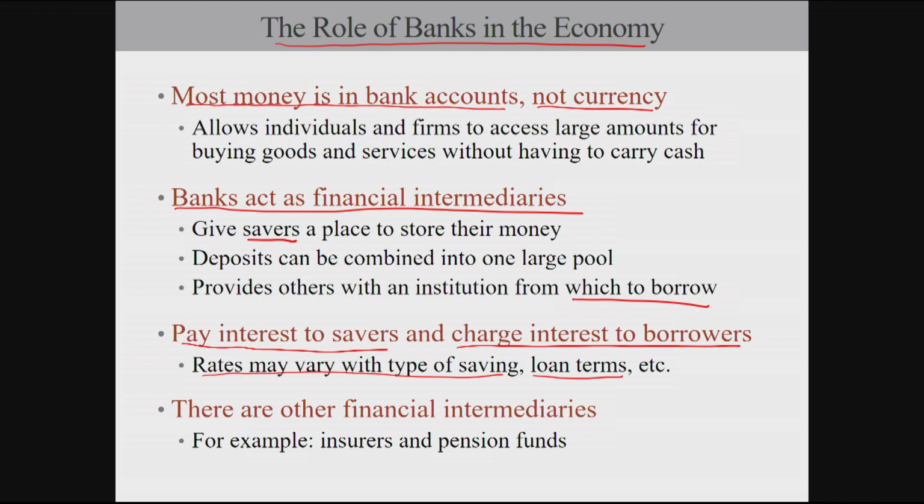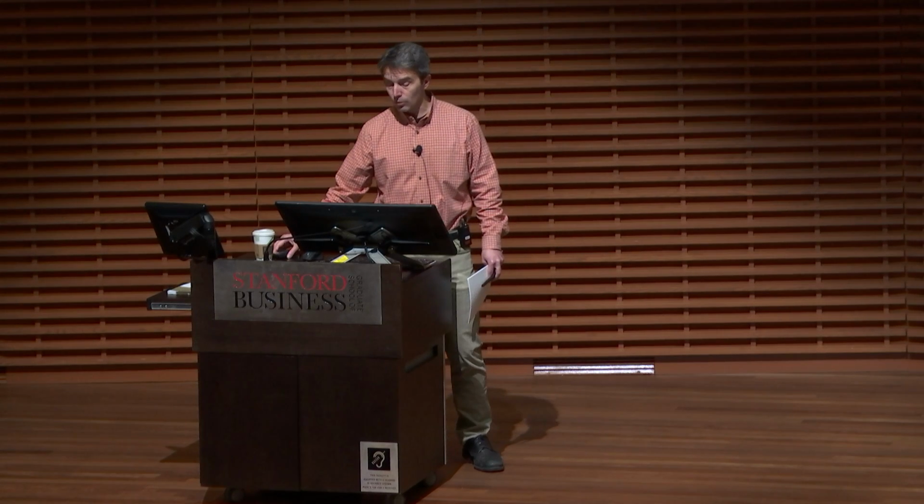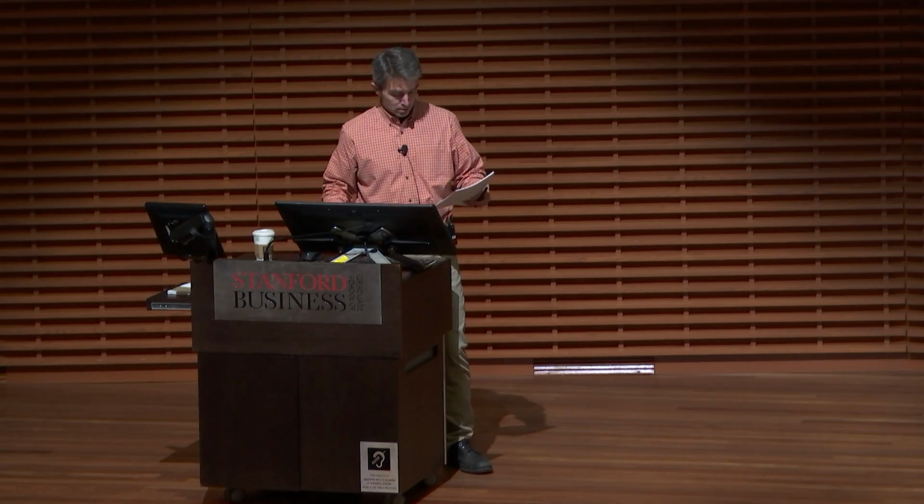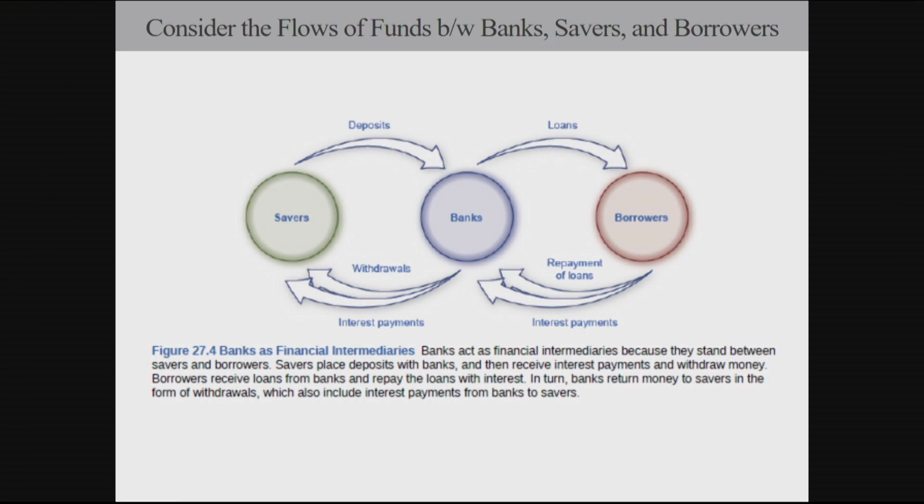Banks aren't the only financial intermediaries, but they are the one that we're going to focus on in the class. What you can think of banks as doing is sort of summarized in this figure. We have banks here in the middle. We have savers who put deposits into banks. And banks use those deposits to make loans to borrowers. Okay, so those are the three sets of actors.